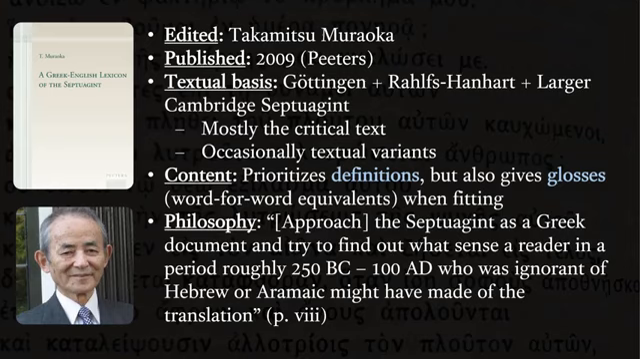What was it like to experience the Septuagint as a Greek speaker who may or may not have known the original languages? And so he's going to try it out. He's going to try to find out what sense a reader in the period roughly from 250 BC to 100 AD, who was ignorant of the Hebrew and Aramaic, which would have been most of the readership presumably, might have made of the translation.